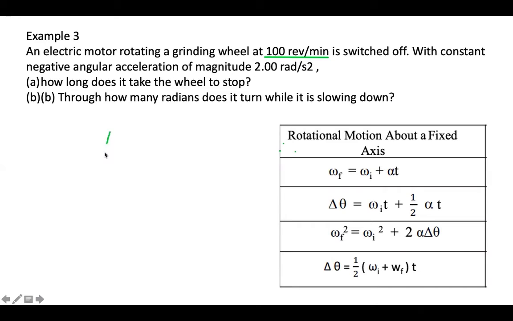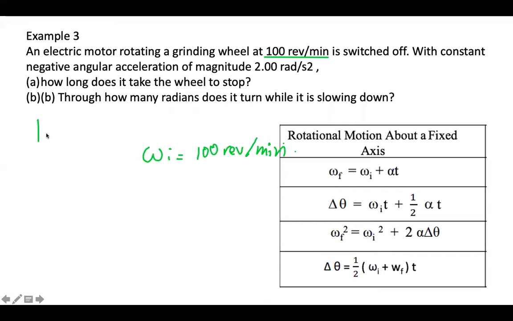As you can imagine, like a wheel, for example a fan, we switch it off. Then it started from this speed of 100 revolutions per minute. But you have to be very careful because of the unit, all right? The unit is not in terms of radians per second. So we need to accommodate.